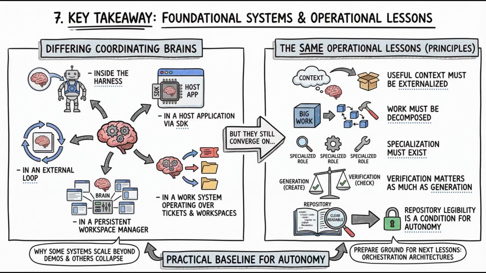These 5 principles give us a practical baseline for understanding autonomy. They explain why some systems can successfully scale far beyond basic demos, while others completely collapse under the weight of long-horizon work. Keep these principles fresh in your mind. They prepare the ground perfectly for our next lessons, where we will explore how these foundational ideas are expressed through different orchestration architectures.